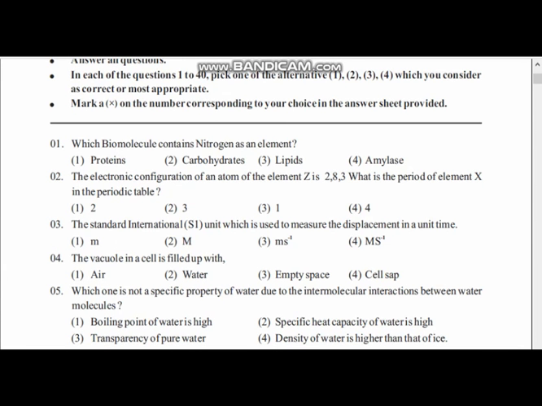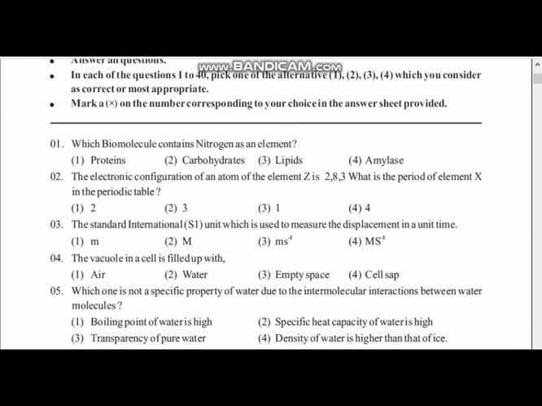So today we are going to discuss an MCQ paper on the third term of grade 11 science. Okay, first let's move on to the first question. Which biomolecule contains nitrogen as an element?